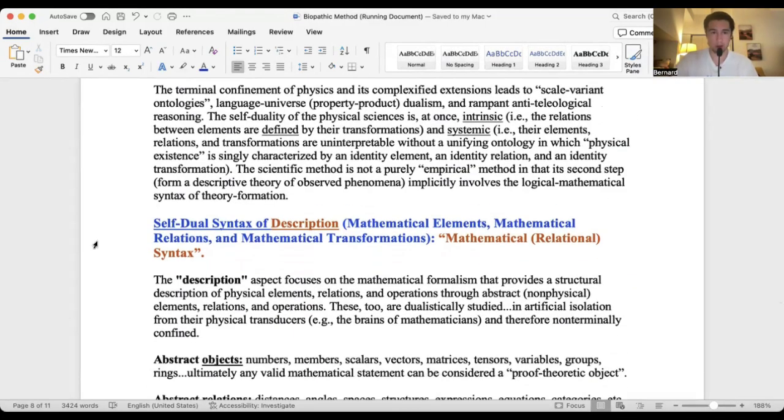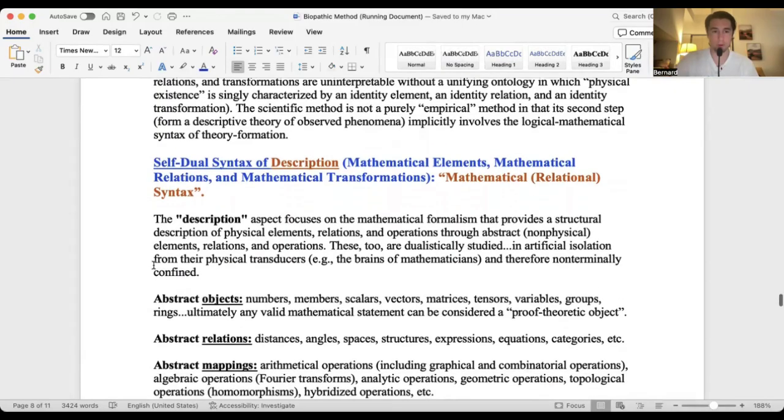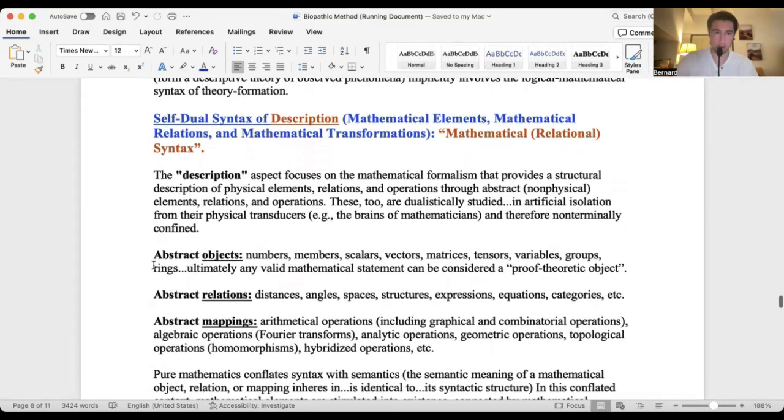Now, we're going to close this video fairly soon, but before, we're going to get into the dualistic formulation of the descriptive level of syntax, aka mathematical, relational, or structural syntax. The structural or descriptional aspect of existence focuses on the mathematical formalism that provides a structural description of physical elements, relations, and operations through abstract, non-physical elements, relations, and operations. These two are dualistically studied, that is, in artificial isolation from their physical transducers, right? The brains of mathematicians. That's a physical transducer.